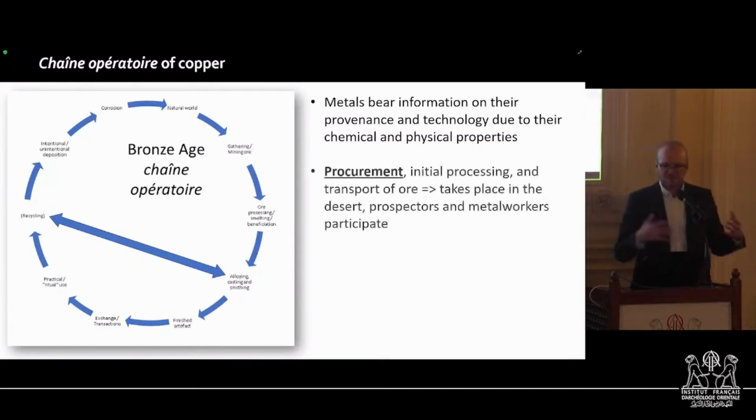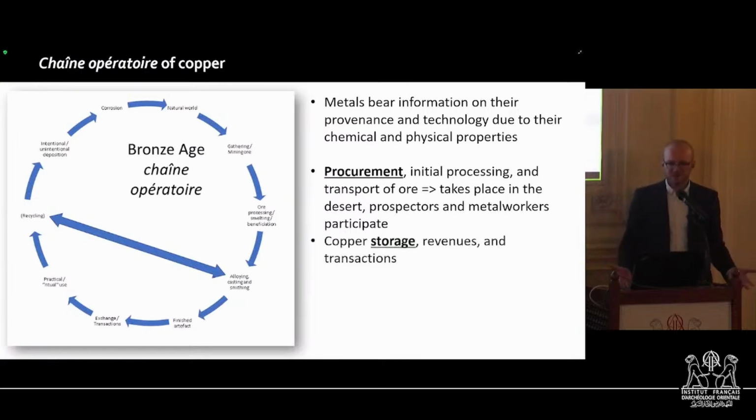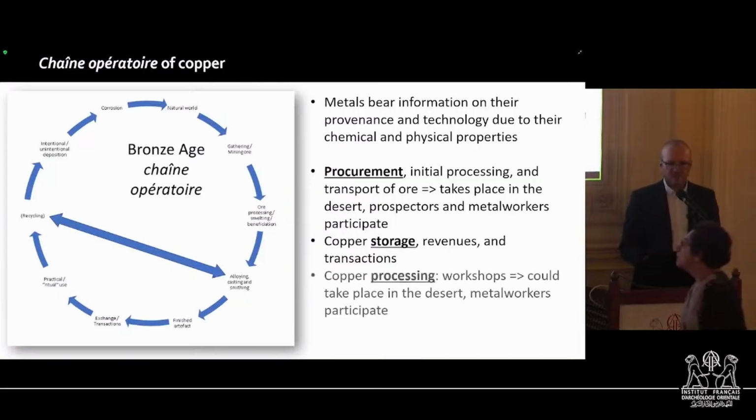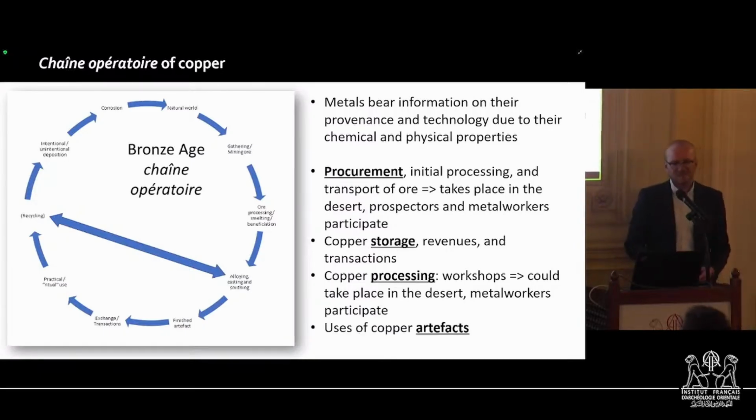So there are four main groups of this chaîne opératoire of copper. It's the initial procurement, maybe some initial processing, which takes place in the desert with prospectors, metalworkers participating, maybe also other people. Then you have to store the copper and maybe do some revenues and transactions with it. You have to process the copper, and this also could take place in the desert, and some of the metalworkers could participate. And then you use the artifacts, recycle them, use them again. So you can sometimes be in this vicious circle and getting back.